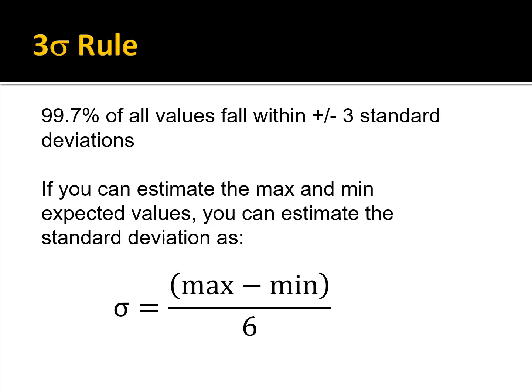The one that we primarily use is called the 3 sigma rule, the 3 standard deviation rule. It can be shown that 99.7% of all values will fall within plus or minus 3 standard deviations. In fact, if something's outside that range, you call it an outlier. So if you can estimate what the max and min expected values are, then you can back calculate or estimate the standard deviation by taking the max minus the min divided by 6, because you have 3 standard deviations on each side of the mean. And so over the range between the min and the max, you'd have 6 standard deviations.